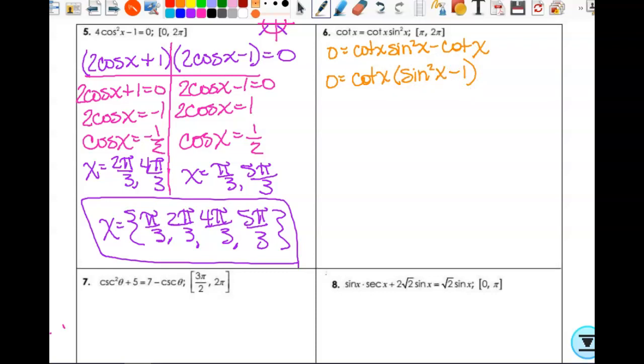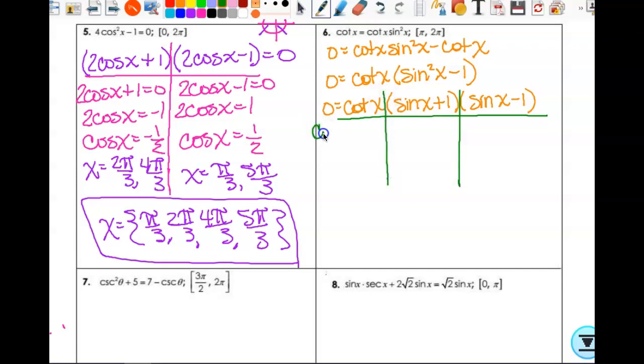I still have a quadratic left in there. Now do I have a difference of squares? Yes, I can factor what's in those parentheses. So 0 is equal to cotangent x times sine of x plus 1 times sine of x minus 1. Any questions at this point? All right, so I have it factored as much as I can, right? So now I'm going to do my zero product property.